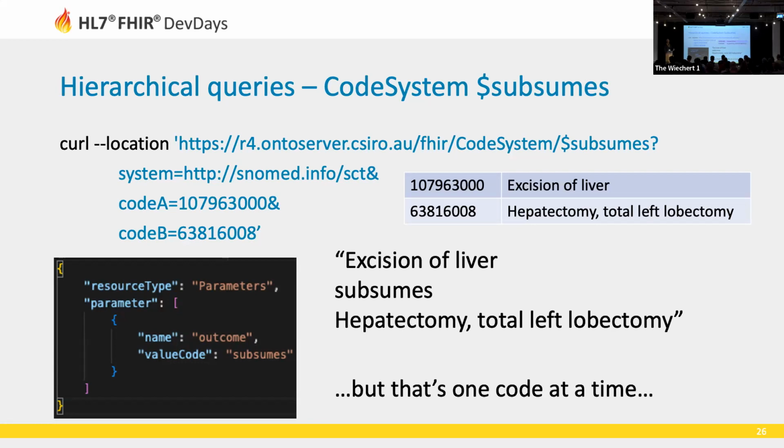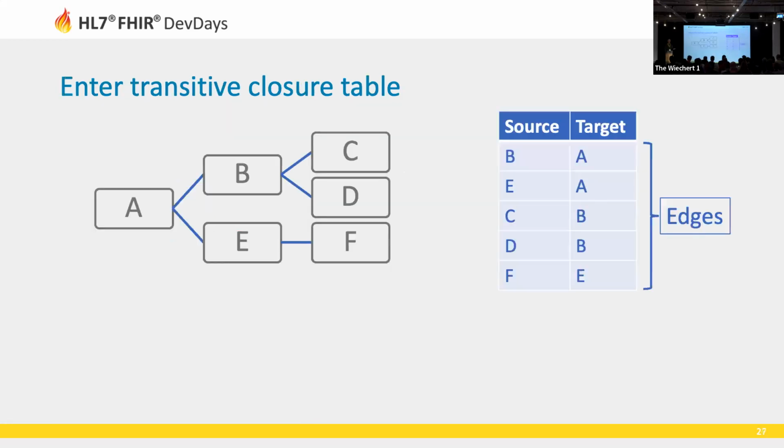But of course, that's one code at a time, so that doesn't necessarily scale that well. I mean, obviously you can fire batches at the server, but it's also just one code at a time. So this is what transitive closure tables are all about, and I've been asked a few times what they are really for, and the Yellow Brick Code talk goes into this a little bit, but this goes into a bit more detail. So effectively a transitive closure.